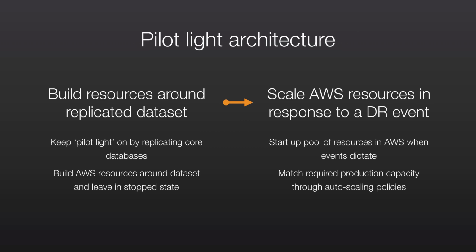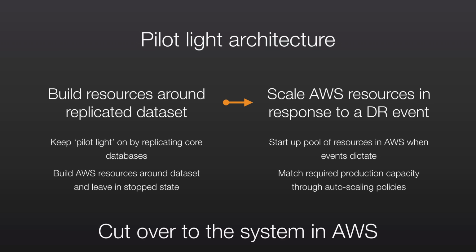This allows you to scale your AWS resources in response to DR events, whilst at the same time being cost optimized and minimizing your expenditure. So you're going to start up a pool of resources when events dictate, might be testing or real invocation events. And then you're going to match required production capacity using auto scaling policies. This essentially allows you to cut your system over to AWS, subject of course to you being able to move things like DNS endpoints for services. So that's an important prerequisite for this sort of architecture.